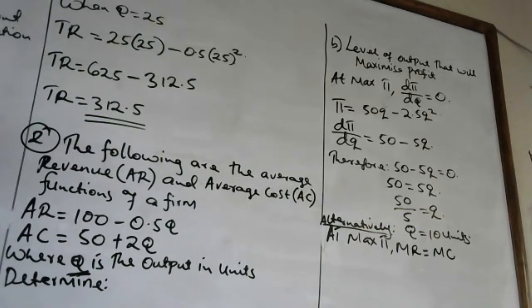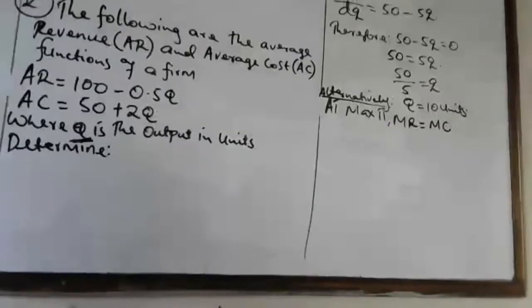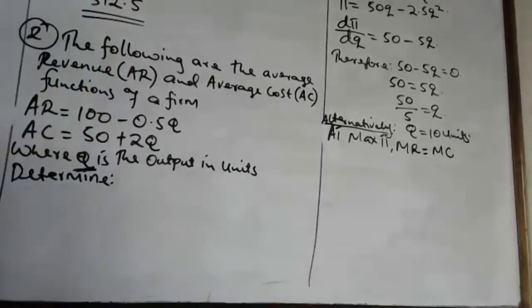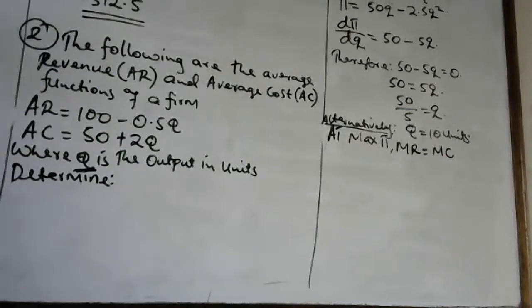Alternatively, at maximum profit, marginal revenue is equal to marginal cost. Then our responsibility will be, how do we get the marginal revenue and the marginal cost? And then we put them. Remember, we say the marginal revenue is the gradient function of total revenue.